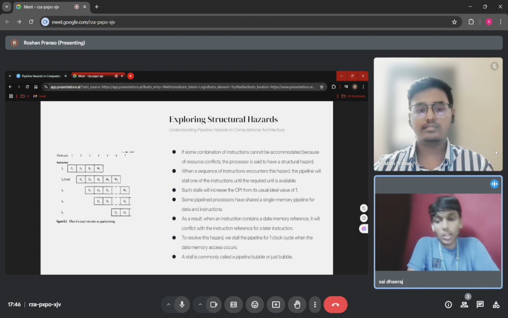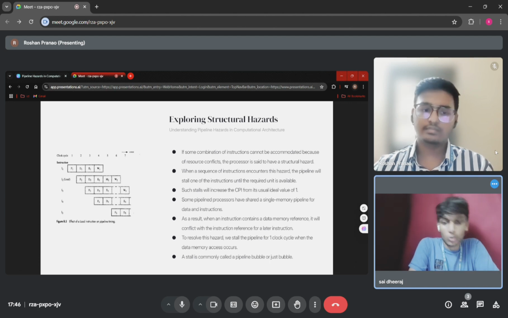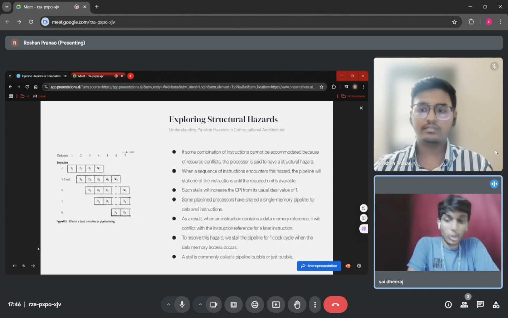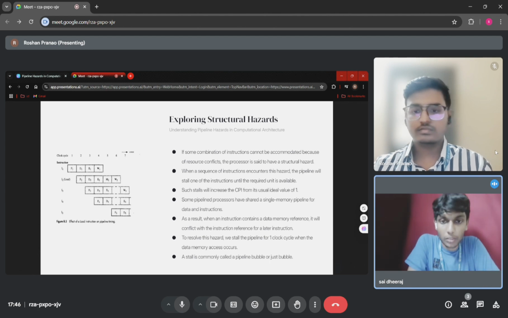Because of this pipeline stall, the CPI value increases from its ideal value of 1. The CPI's ideal value is always 1. When it is not equal to 1, it means the number of cycles per instruction has increased, and when that happens the performance decreases. Looking deeper, as the cycles per instruction increase, the CPU sits idle for a period of time, and when the CPU sits idle, the performance is automatically decreased. This is the performance loss caused by structural hazards.